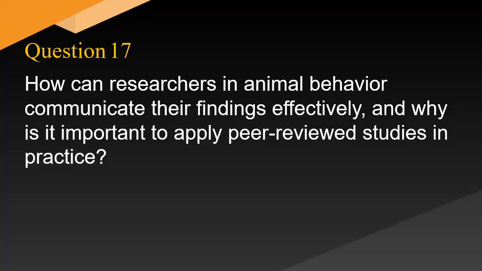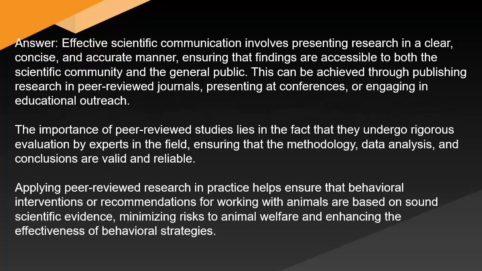How can researchers in animal behavior communicate their findings effectively, and why is it important to apply peer-reviewed studies in practice? Answer: Effective scientific communication involves presenting research in a clear, concise, and accurate manner, ensuring that findings are accessible to both the scientific community and the general public. This can be achieved through publishing research in peer-reviewed journals, presenting at conferences, or engaging in educational outreach.